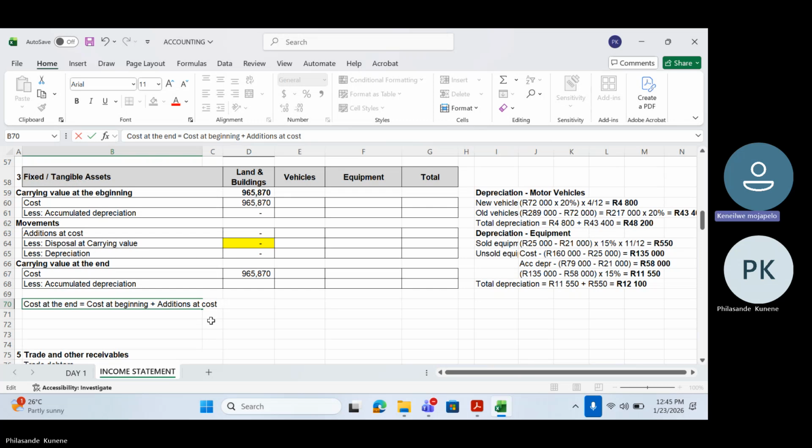You subtract disposal at carrying value. Yes, but only the cost price. This one is a carrying value that we record here. I need the cost of the asset disposed. And it means that we're calculating the cost at the end, which is this 965. Cost is equal to cost at the beginning plus additions at cost minus cost of the assets disposed.